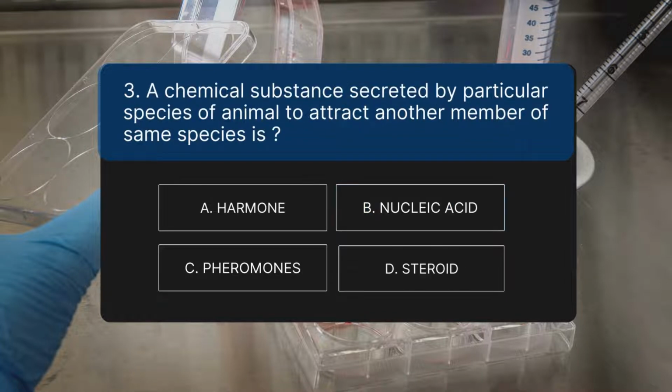Next question. A chemical substance secreted by a particular species of animal to attract another member of the same species is, options A hormone, B nucleic acid, C pheromones, and D steroid. And the correct answer is option C, pheromones. Pheromones are excreted or secreted chemicals that trigger a social response in members of the same species.